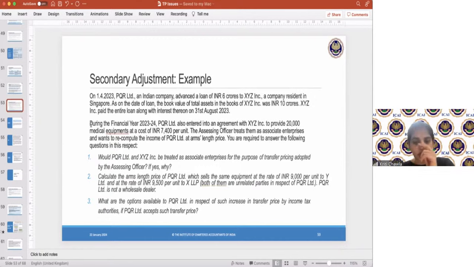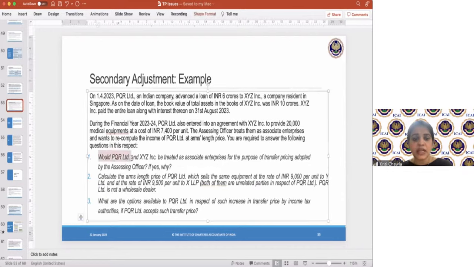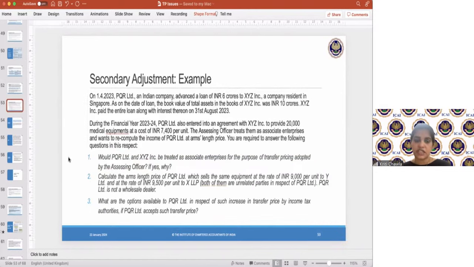If you look at this particular leg of the question, the first leg says, would PQR Limited and XYZ Inc. be treated as associated enterprises for the purposes of transfer pricing adopted by the assessing officer? If yes, why? PQR gives a loan of 6 crore to XYZ, and XYZ has a book value of 10 crore rupees. Do you think that this will be treated as an associated enterprise? If you feel yes, put it on the chat box. If you feel no, put it on the chat box. Also provide the threshold which is there in section 92A on whether they will be treated as associated enterprise or not. Do you think these will be considered as AEs?